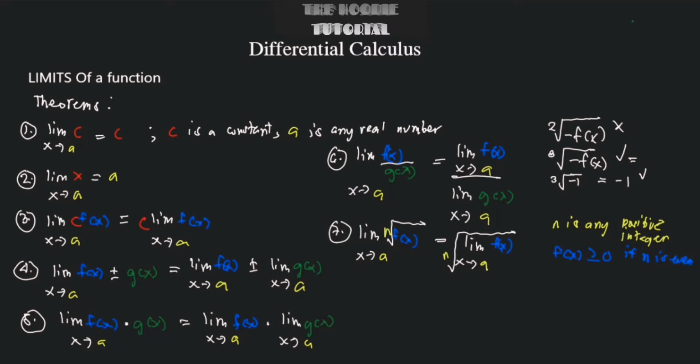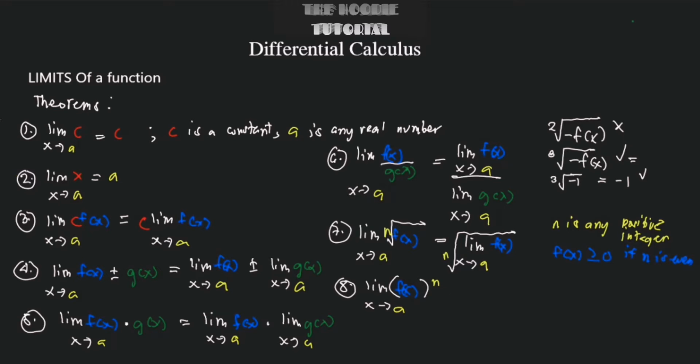So let's go to theorem number 8. Theorem number 8 tells us about the limit of some function, let's say f of x, that is raised to a power n, where n is a positive integer. It could be 1, 2, 3, as long as it is a positive integer, and x approaches a or any real number.